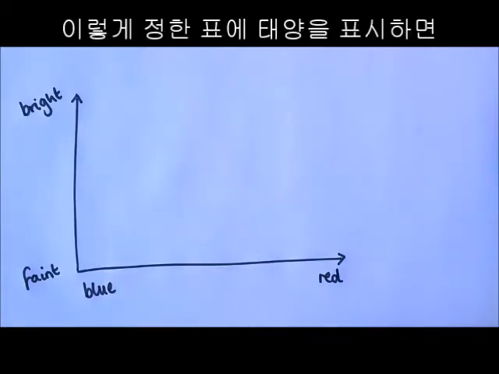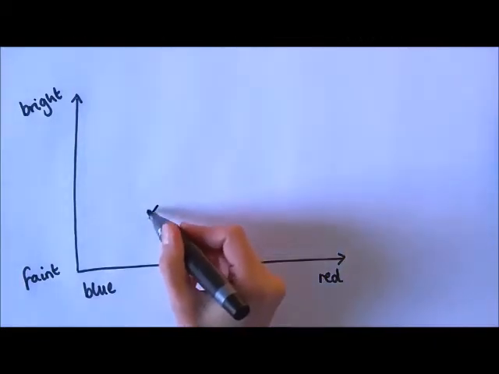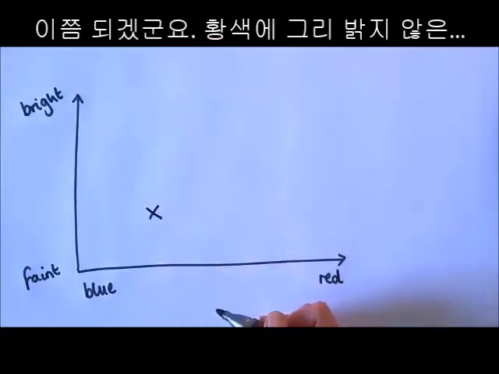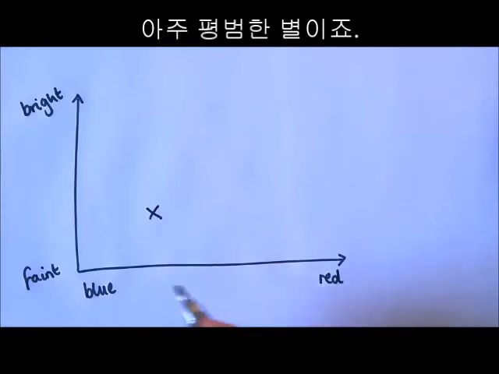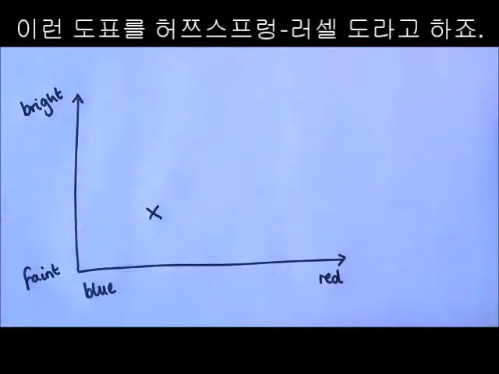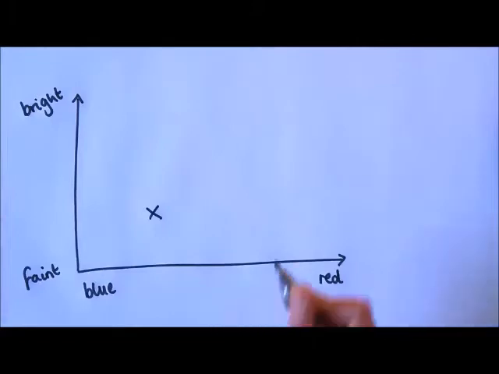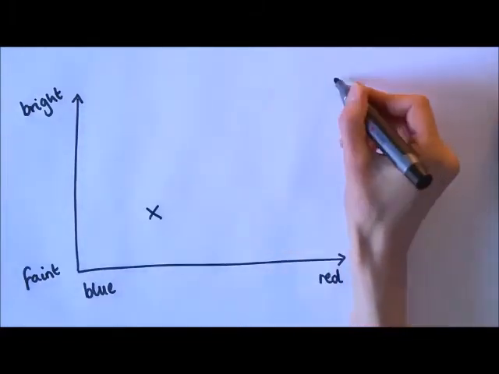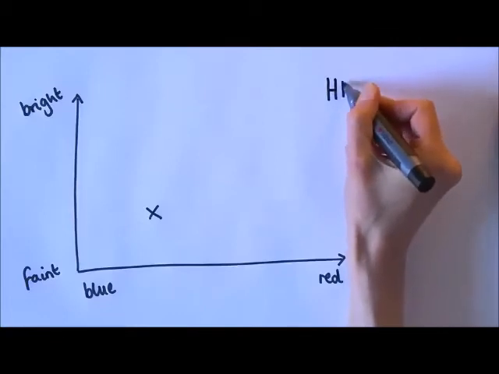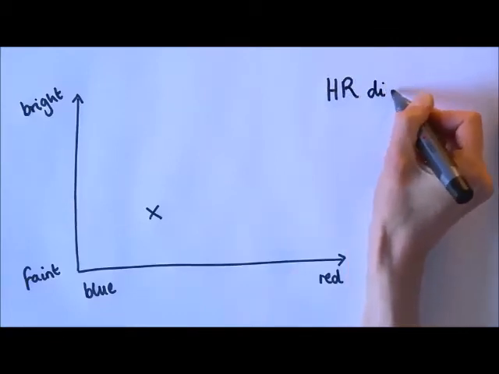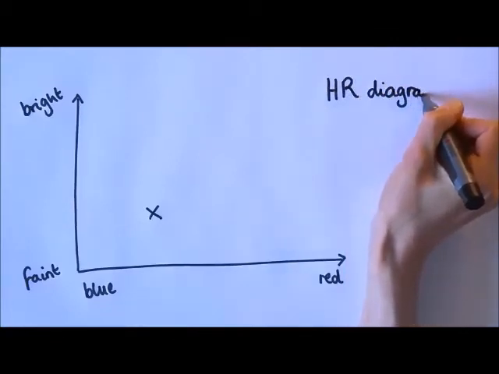And if I wanted to plot our sun on the diagram, plot it around here, yellow, not too bright, just a normal star. Now we call this diagram the Hertzsprung-Russell diagram, after the people who first invented it, but you often hear that shortened to the HR diagram.